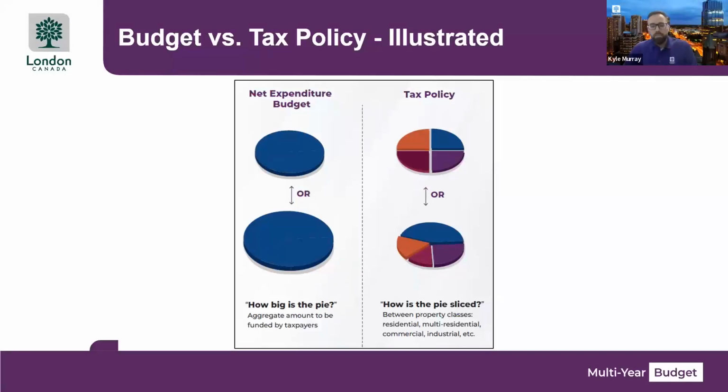Tax policy determines how the burden will be shared between those various property tax classes. Tax policy is a completely separate council decision point outside and after the budget is passed. And there are opportunities at that point for council to shift the tax burden between property classes as they so choose at that point in time. Overall, though, it's important to note that the size of the pie, which was set during the budget process, doesn't change as a result of tax policy decisions.